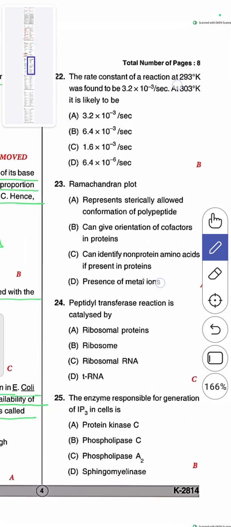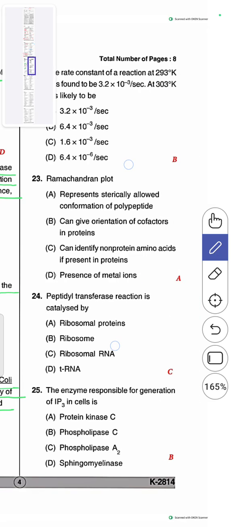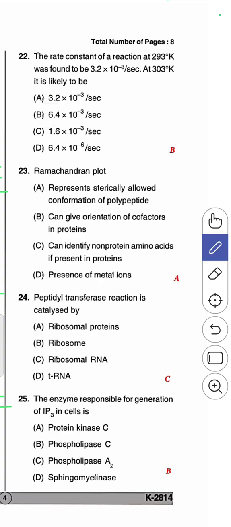Then 22nd question. The rate constant of a reaction at 293 Kelvin was found to be 3.2 into 10 to the power of 3 per second at 303 Kelvin. It is likely to be... that is B is the right answer.